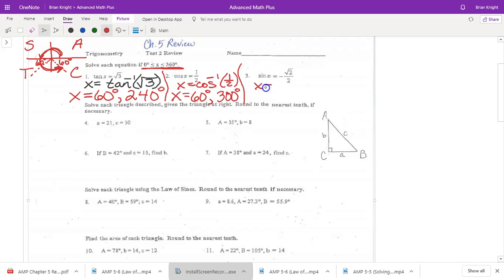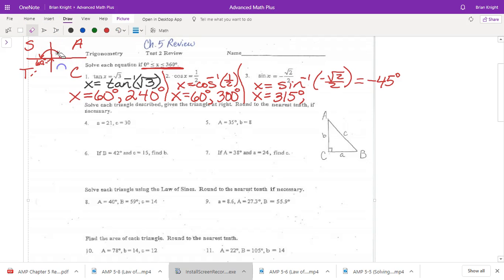Inverse sine of negative square root of 2 over 2. What does that equal? Negative 45 degrees. Is negative 45 degrees in the range from 0 to 360? No. So what do we do to get it in the range? Add 360. If you add that to 360, you get 315 degrees. Which quadrant is that? That is the fourth quadrant.